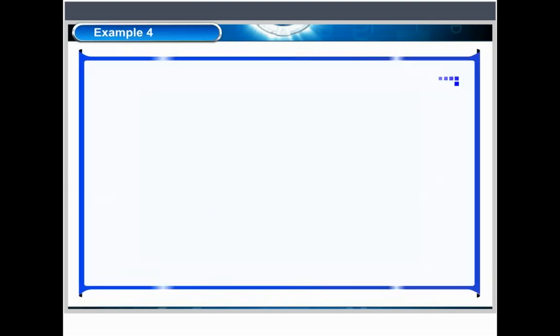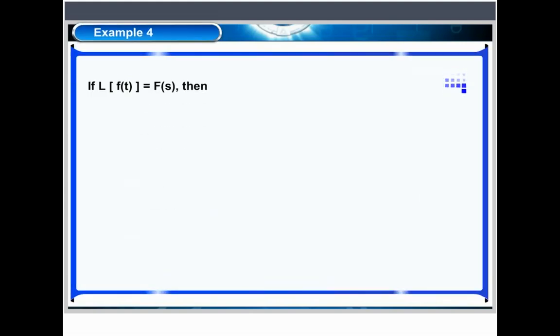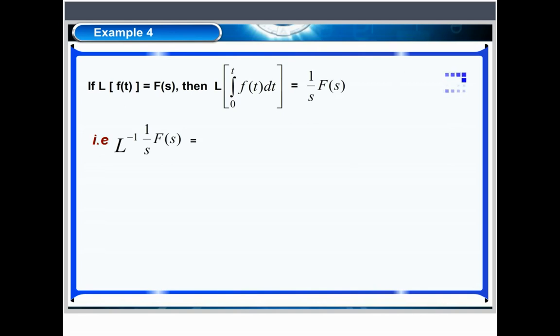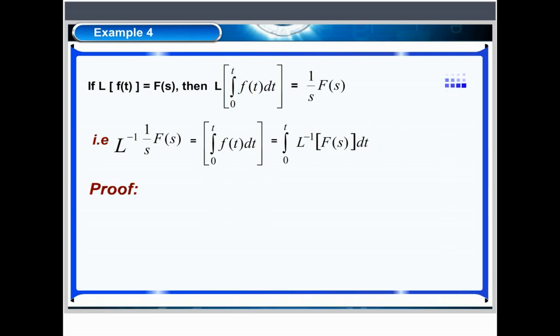Example 4. If L of f of t equals capital F of s, then L of integral 0 to t of f of t into dt equals 1 by s into capital F of s. That is, L inverse of 1 by s into capital F of s equals integral 0 to t of f of t into dt, equals integral 0 to t of L inverse of F of s into dt. Proof. L of f of t equals integral 0 to infinity e power minus st f of t into dt.